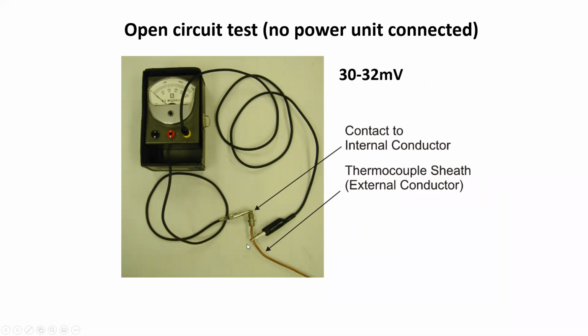All you need to ensure is that one of your probes contacts the sheath, and one of the probes contacts the center tip of that thermocouple cold junction. And when heated, you need to see around 30 millivolts DC.